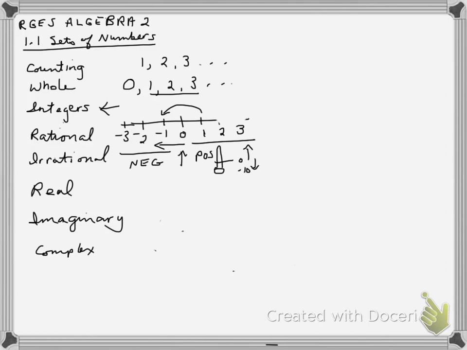Got my eraser on. All the gaps between two integers, so here, here, here, here, those would be filled in by rational numbers. We also have what we call irrational numbers. This would be numbers that could not be defined by a ratio or a terminating or repeating decimal.